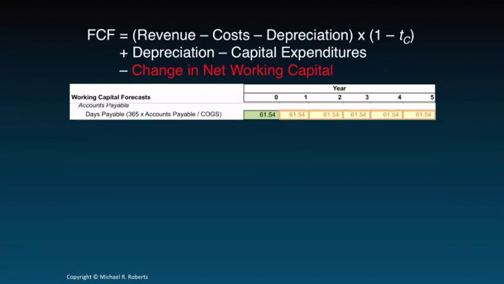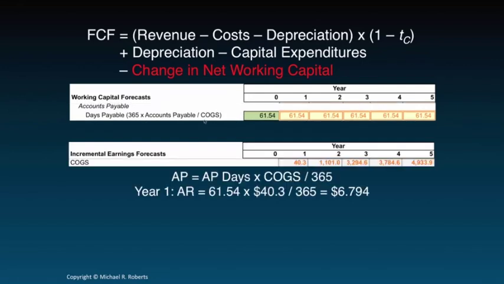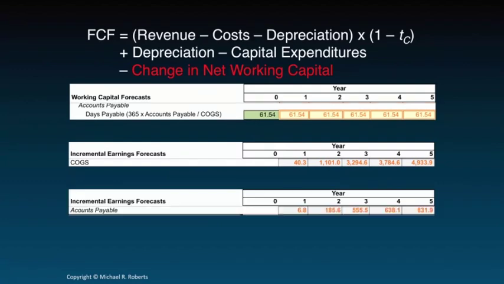And finally, we turn to accounts payable. I've got days payable assumptions of 61.54 days. This is based on COGS, so here's my COGS series for convenience. I apply my days payable forecast to our forecasted COGS series, and out pops the accounts payable forecast. Okay. Repeating that process again, years 2 through 5, we get our accounts payable. Oh, there's a typo.